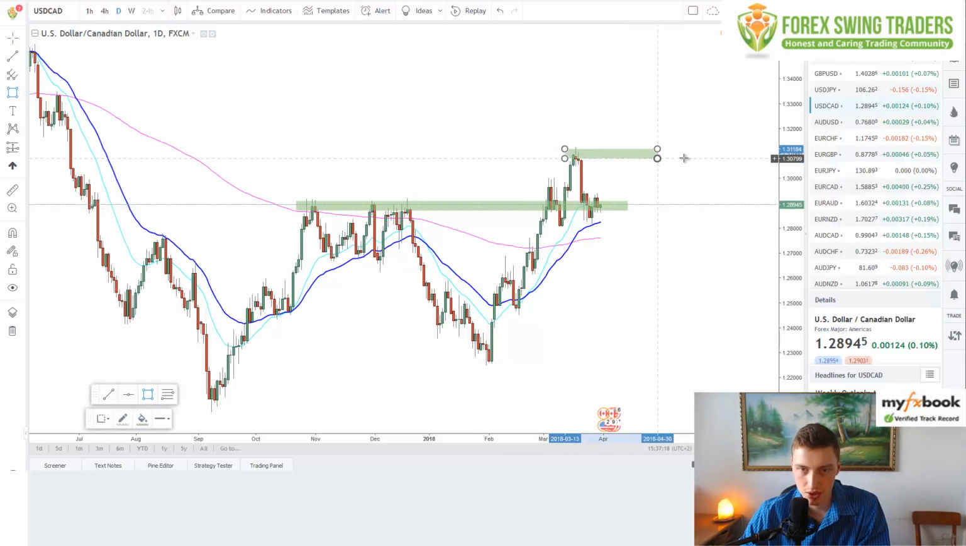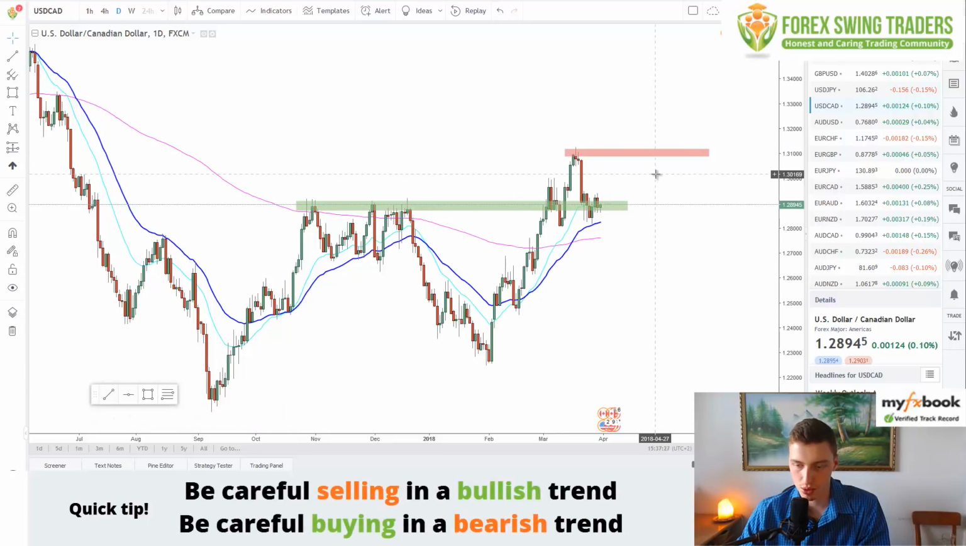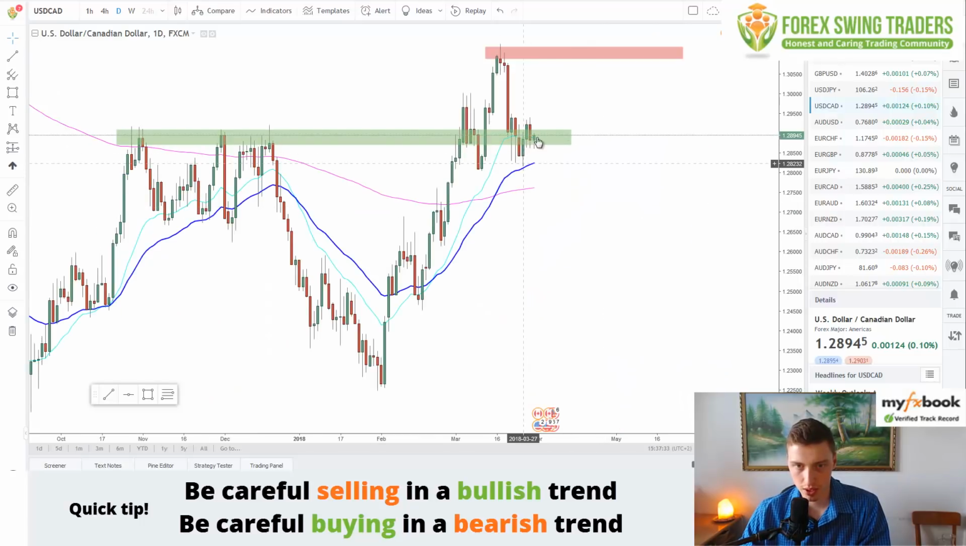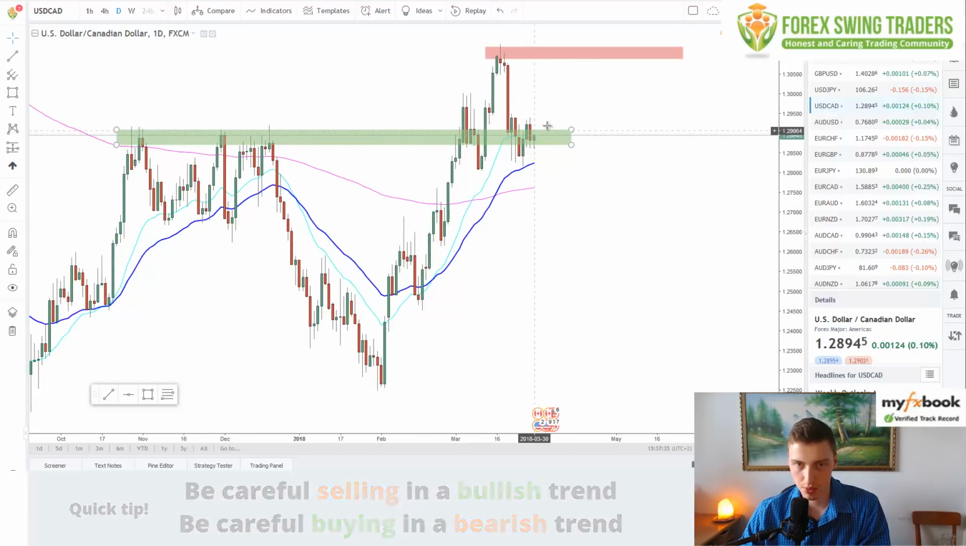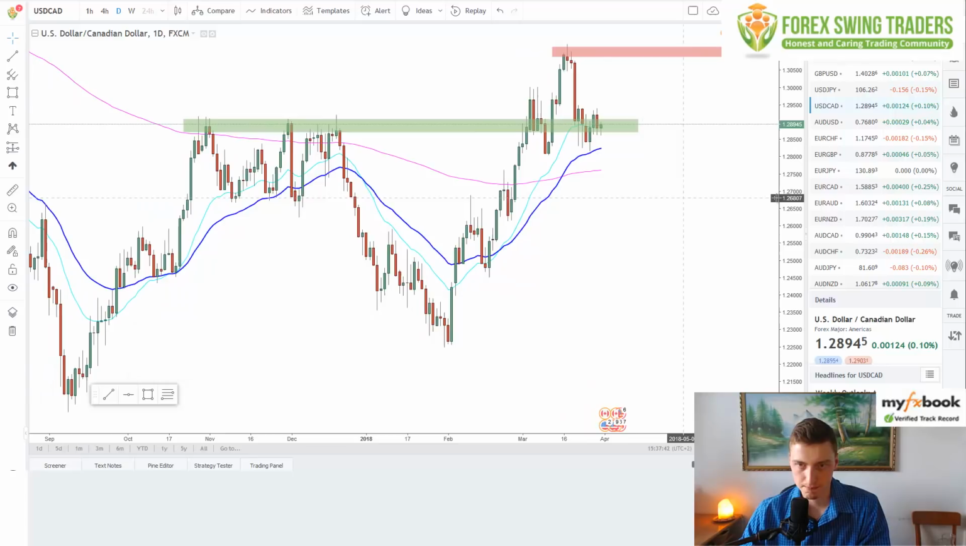But for selling, here's a resistance zone, but be aware this is against the trend, okay? So be careful selling in a bullish trend and be careful buying in a bearish trend, okay? So USD CAD is sort of in a potential area to go long, and you can see also EMA 36 is pretty well respected, okay? So this is for USD CAD. Aussie dollar.